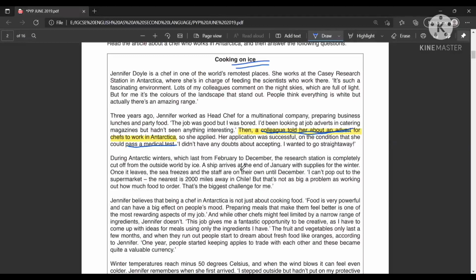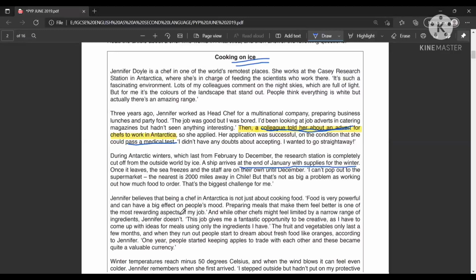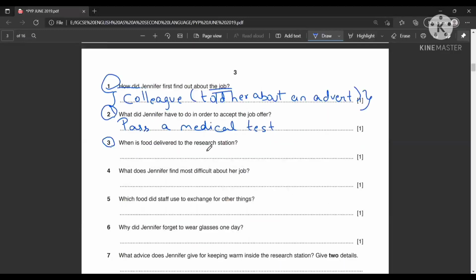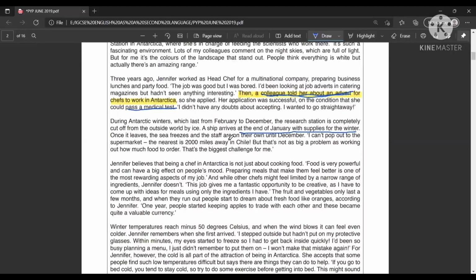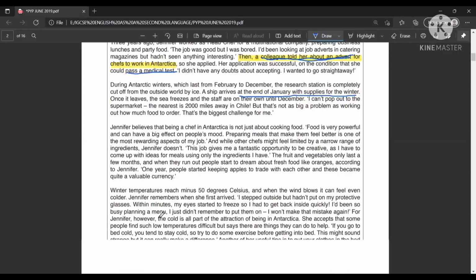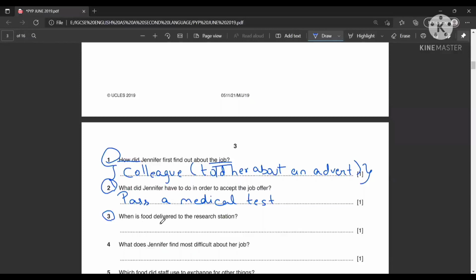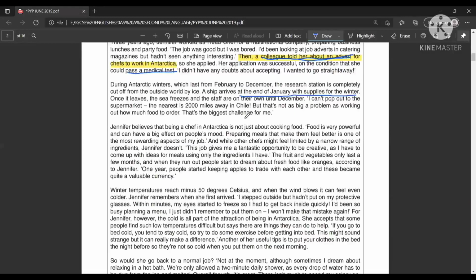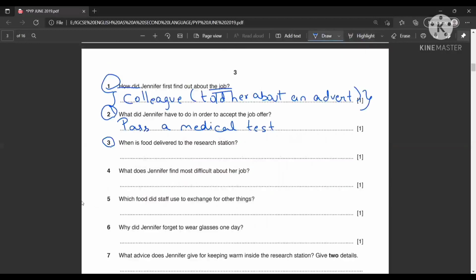So the ship arrives at the end of January. We have already got our answer, with supplies for the winter. So what was our question? Our question was, when is food delivered to the research station? So it is not directly written, but it's written in the other way. Like the ship arrives at the end of January with the supplies. It's not written the food. Its synonym is written, supplies. So what we are going to write is at the end of January, or you can just write January. Both answers will be correct.